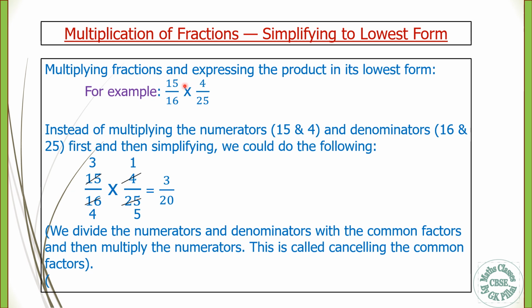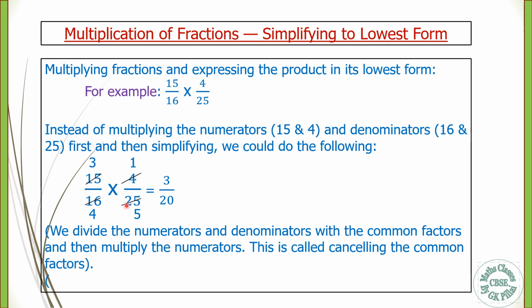Now instead of multiplying 15 into 4 and 16 into 25 and then cancelling the things, straight away you can do it here. You can write it as 15 upon 16 into 4 by 25. Now you can decide this way. 4 and 16 can be cancelled to get 4 here. Here you may write 1.